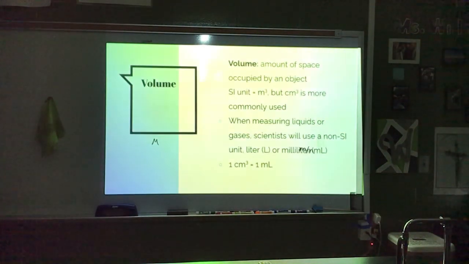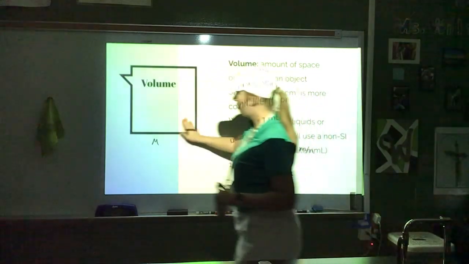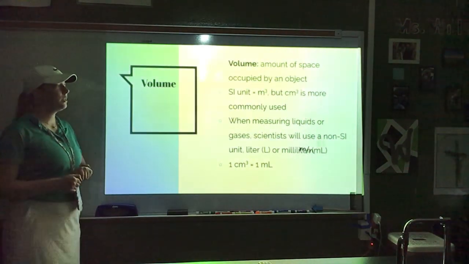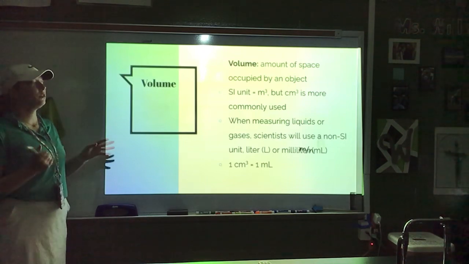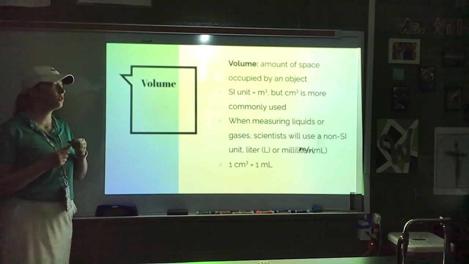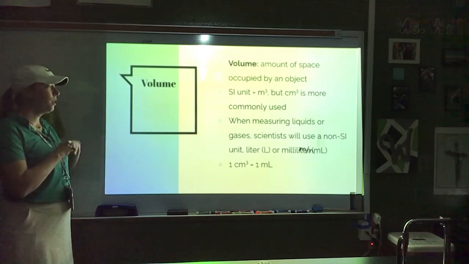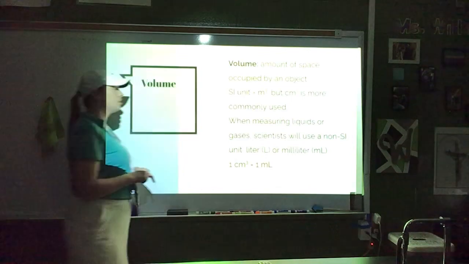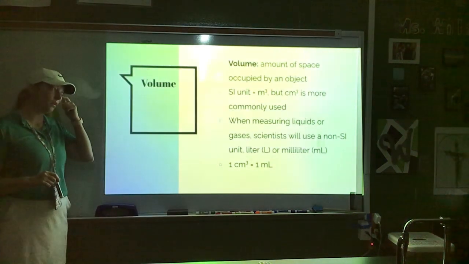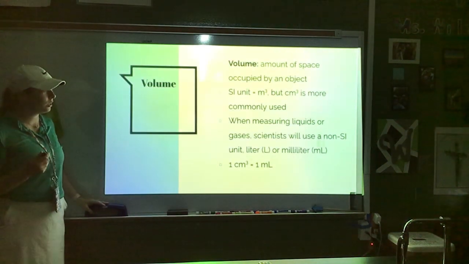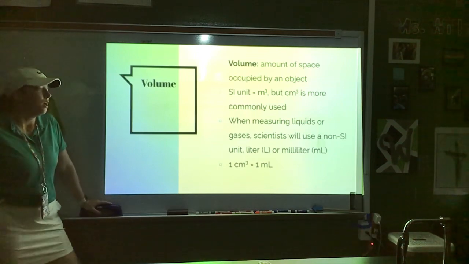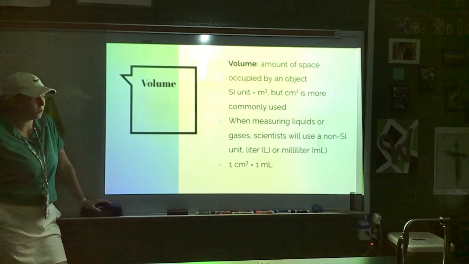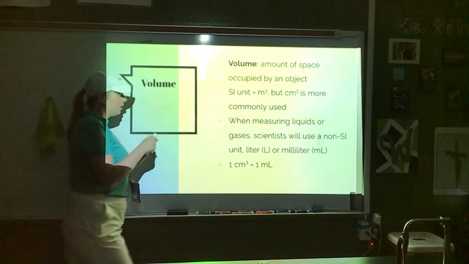So volume is the amount of space occupied by an object. Basically, how much space are you taking up? The SI unit is meters cubed, but centimeters cubed is more commonly used just because a meter is really large. When measuring a liquid or gases, scientists will use a non-SI unit like liters or milliliters. Technically, liters is not an SI unit, but it is very commonly used widely across the board, so we use it quite frequently.